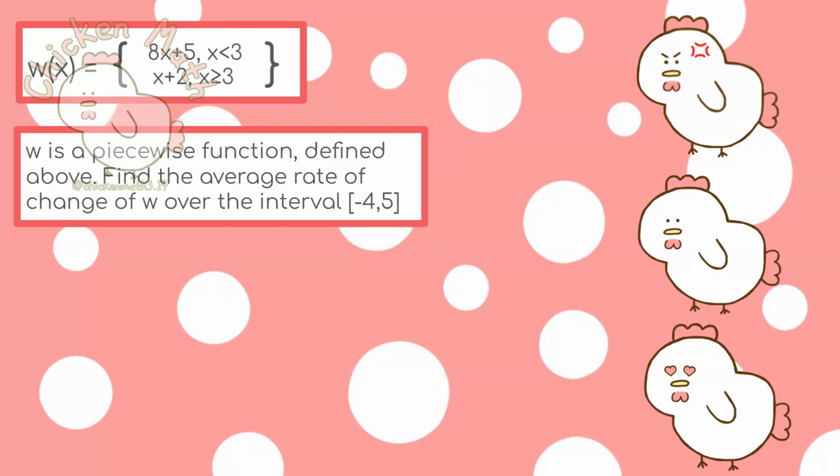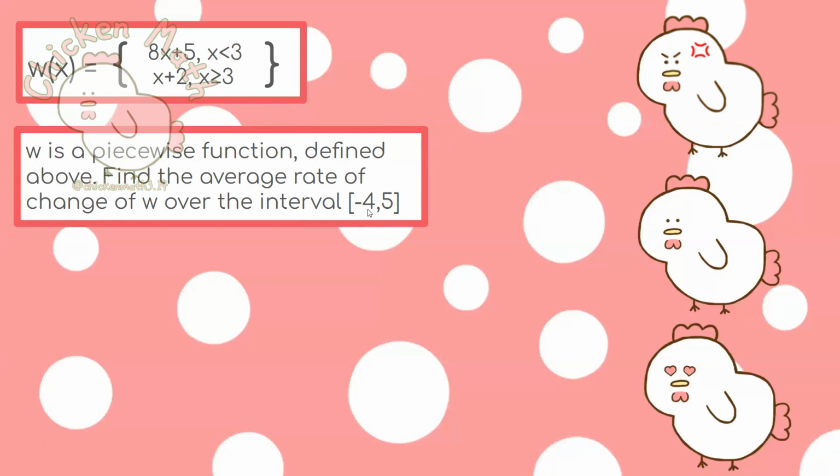This is our last example, and just like the last question, it is also a piecewise function, but we're not given the graph. Instead, we're given the equation. Find the average rate of change over the interval -4 to 5.